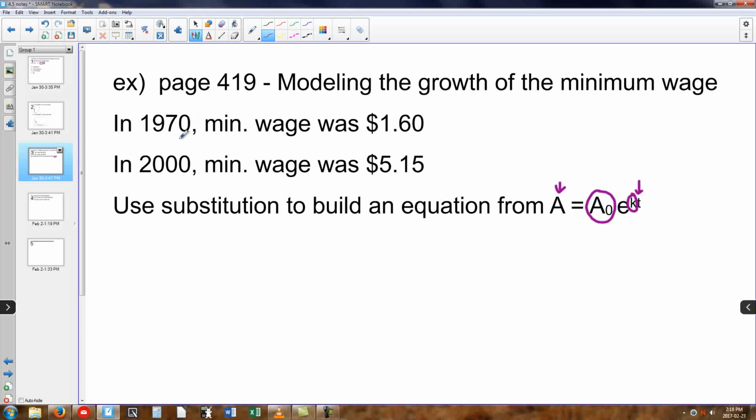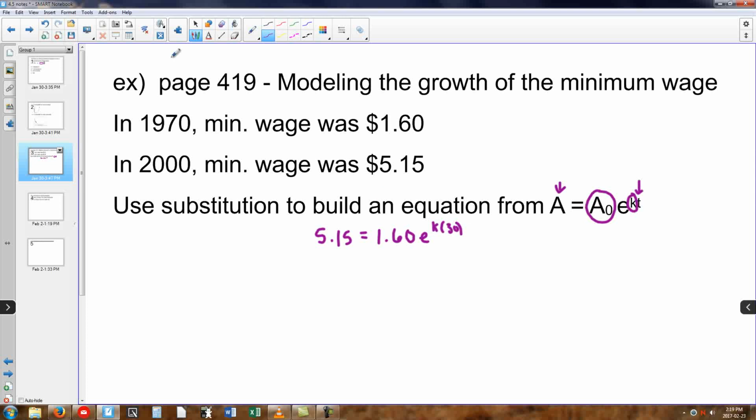A naught's obviously 1970, so it'd be 1.60. Okay, that'd be our initial value. What's k? If we plug in the new, which is 5.15, and the time, which is 30 years, we should be able to solve for k. That's really our biggest issue here. So let's do that. We're going to go 5.15 equals 1.60 e to the k times t, but t is 30.